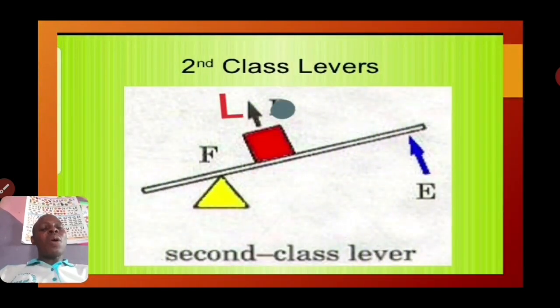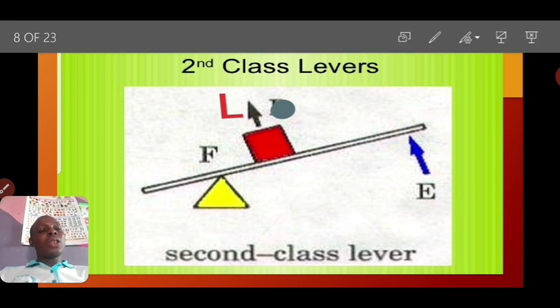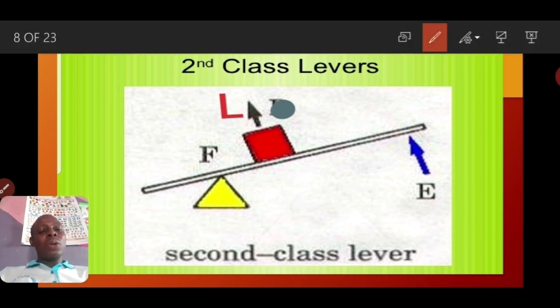Okay, now second class lever. In the second class lever, it is the load that is at the middle. Please get it. It is the load that is at the middle. You can see the load here. This is the load. It's at the middle. The fulcrum is here and the effort is here.